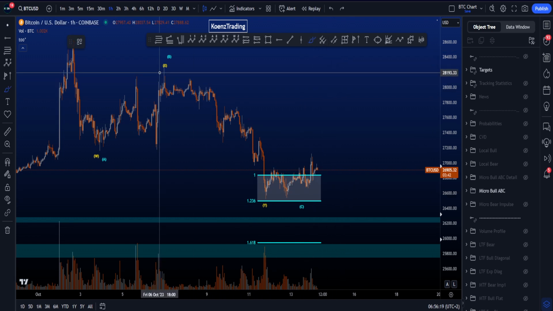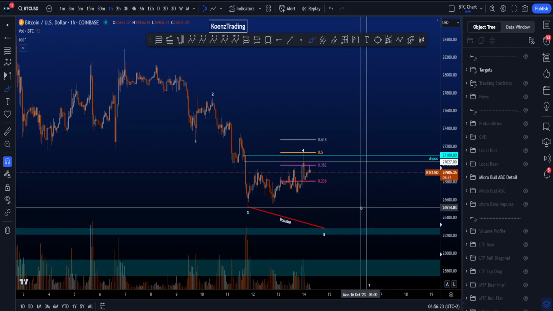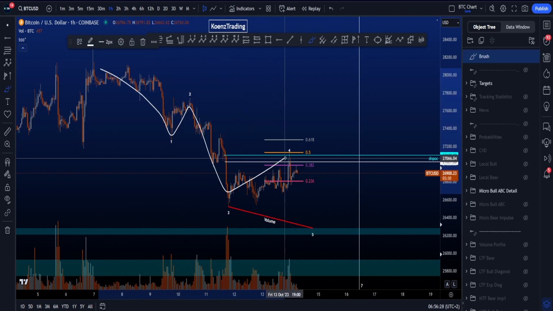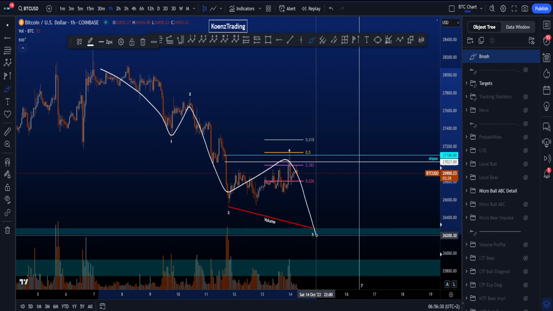But if we look again at the subdegree count of this structure, and let me actually get it in detail now. So this is the same for a potential 3 as a C. In this particular scenario, looking at the subdegree like a 1, 2, 3, 4, and then you actually want to see a wave 5 to the downside.